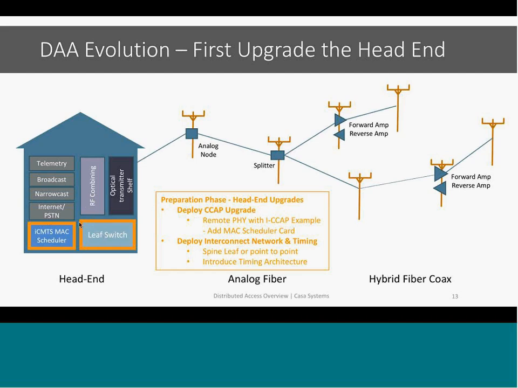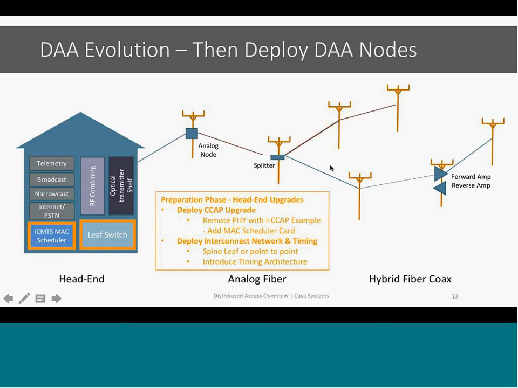I take my head end, I retrofit or upgrade my existing CMTS, I deploy some sort of optical termination link, and this all is online. I've got my existing combining and optical transmitter shelf, and I'm providing service out to my end solution here.